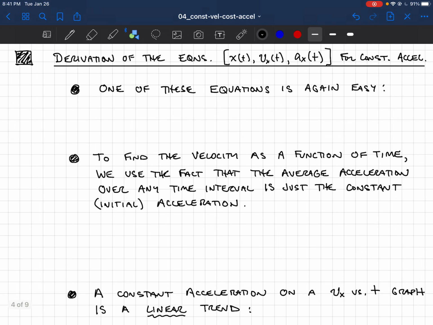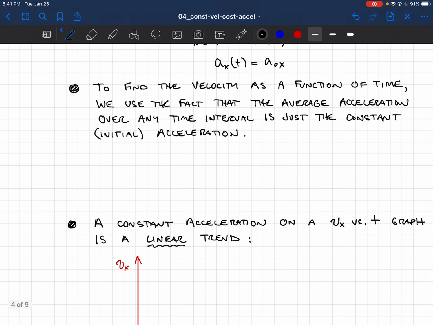Now let's look at the equations for constant acceleration. So again, one is easy. Constant acceleration means simply that the acceleration a sub x at any time is equal to the acceleration at the initial time. Constant acceleration. So again, we'll give it a special name. Ax of t is equal to a0 sub x, the initial acceleration.